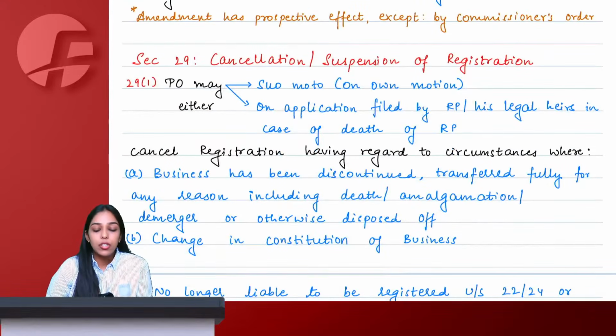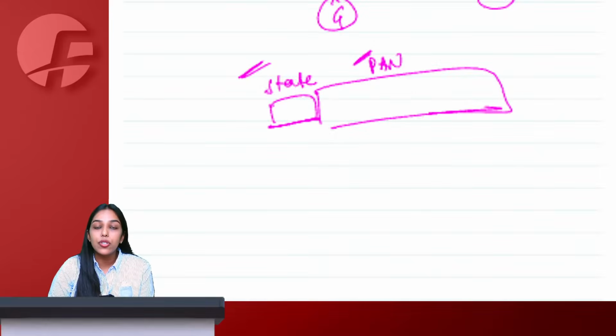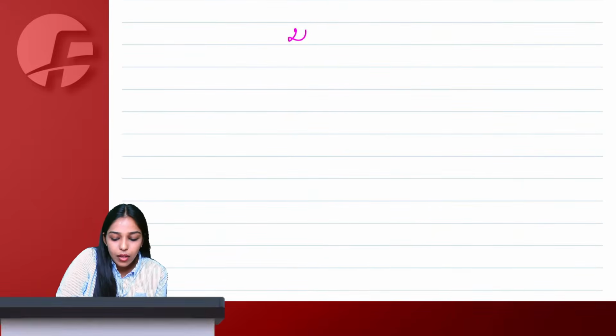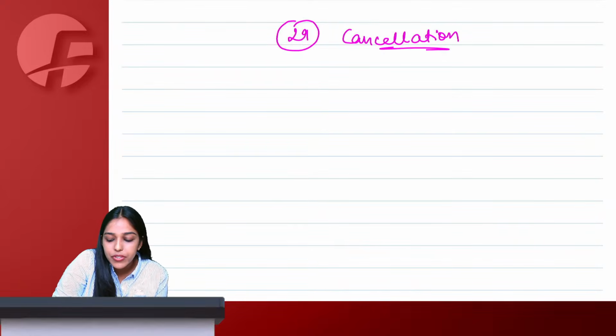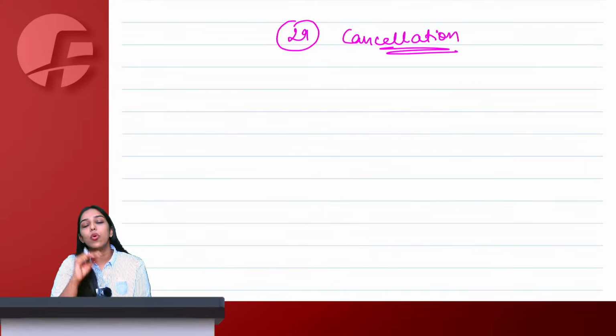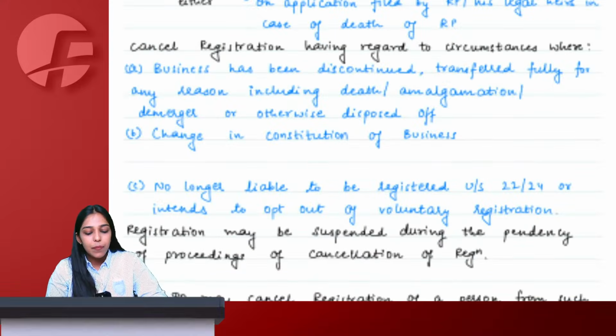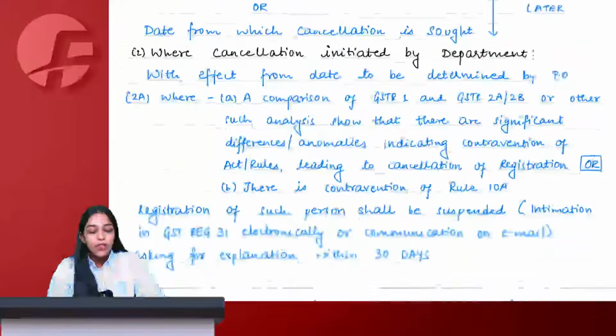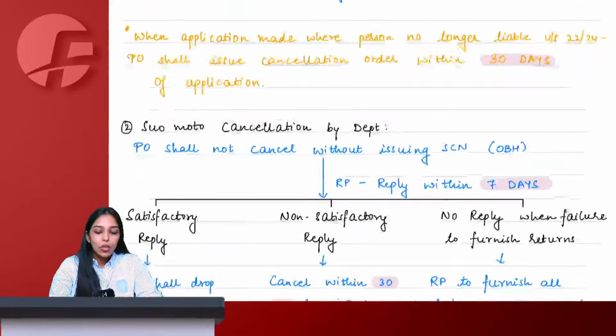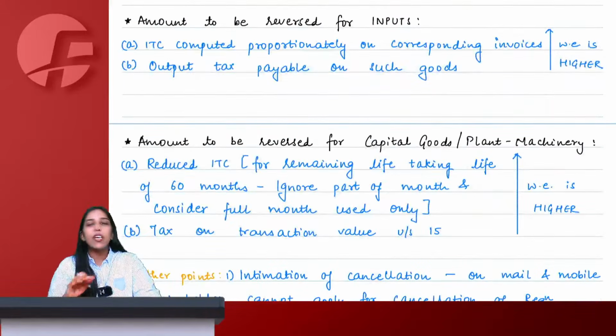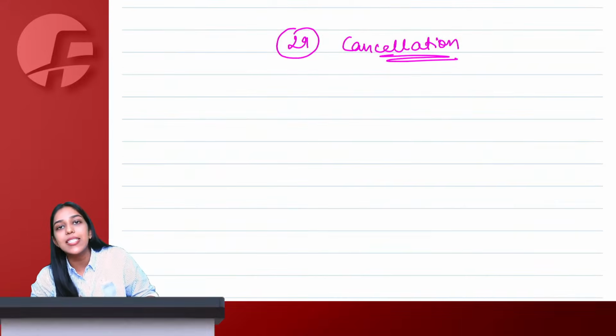Then moving on to section 29, which is cancellation of registration. Section 29 talks about cancellation of registration. Now, there is a lot of stuff given in cancellation. I will cover only the stuff which is important for the exam, because in cancellation we have something about suspension also. Then while cancelling, you have to reverse your ITC also. And a lot of things are given which are not very important from the exam point of view. You can self-read them.